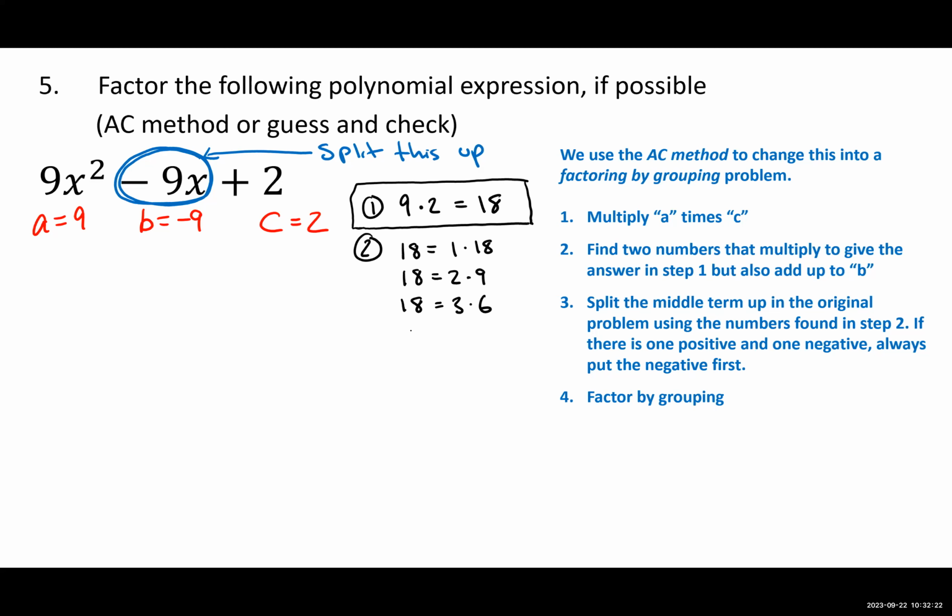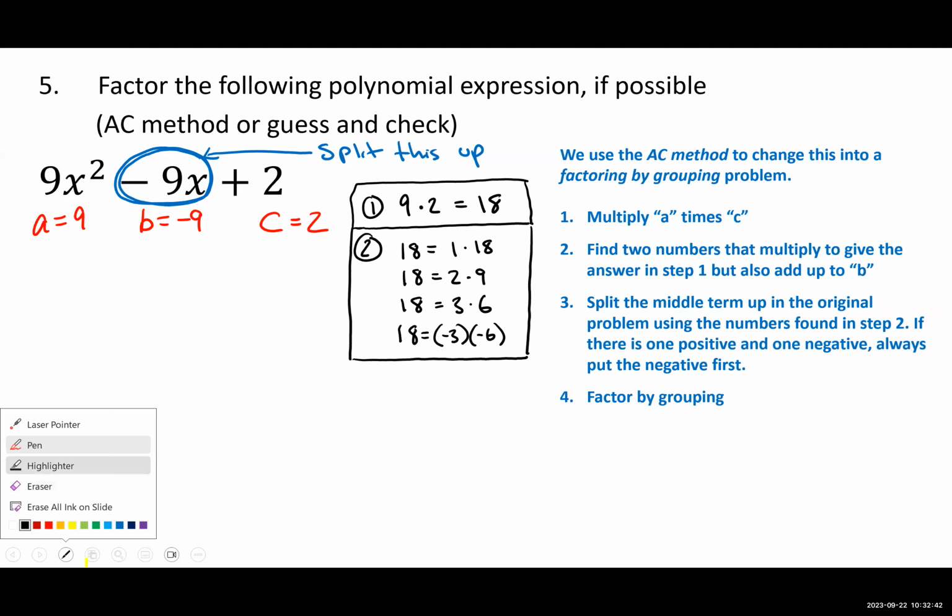But, well, we could also make an 18 by saying, well, that's negative 3 times negative 6. That will also give us positive 18. So we stop when we find 2 numbers that multiply to give you 18.